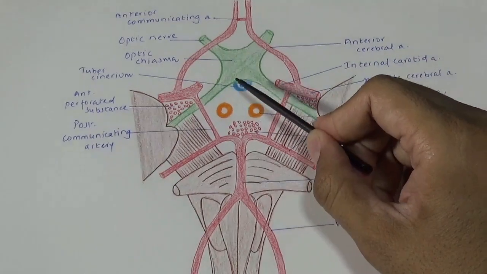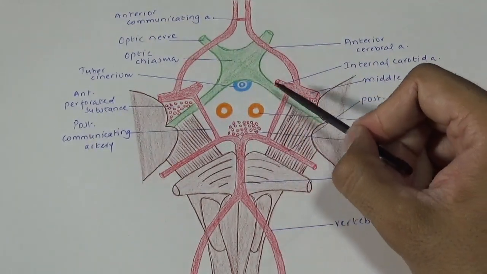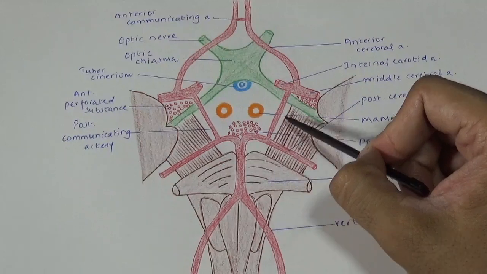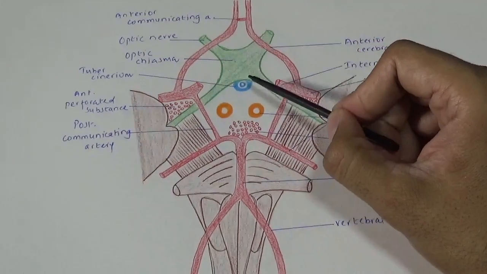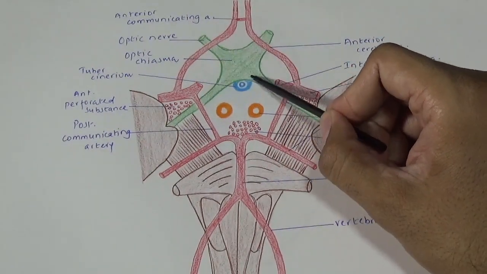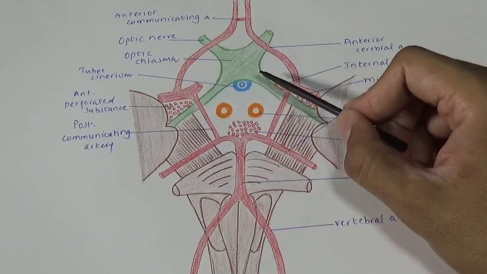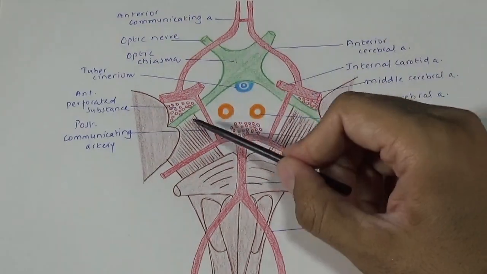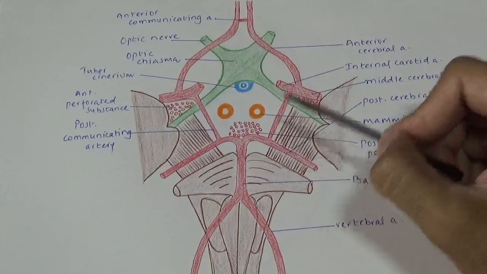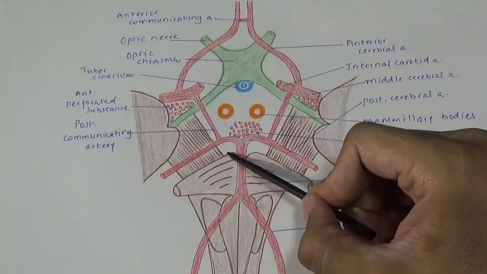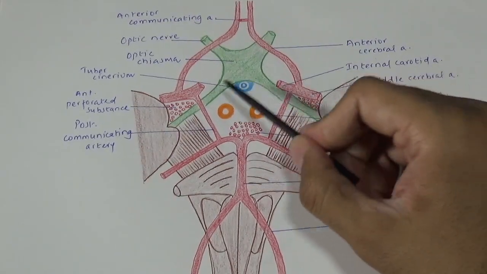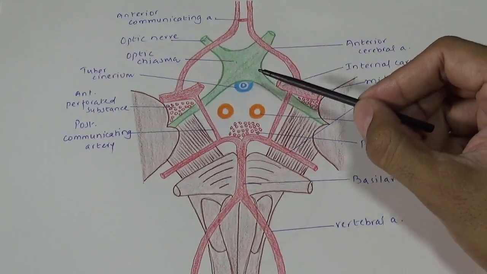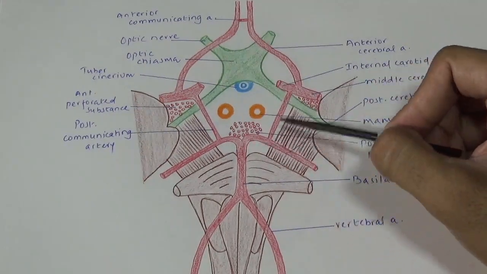Okay, so let's see the boundaries of interpeduncular fossa. This is the territory of interpeduncular fossa. Anteriorly it is bounded by optic chiasma, anterolaterally by optic tract, posterolaterally by basis pedunculi, and posteriorly by upper border of the pons. So this is the outline, and let's see the structures found within this fossa.